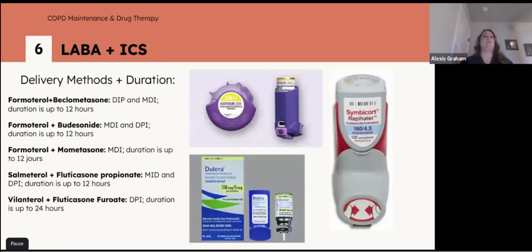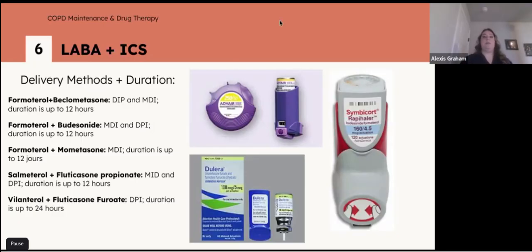And then for combination drugs, you have a LABA and inhaled corticosteroid, so long-acting with a steroid. It's formoterol and beclomethasone. That is a DPI or an MDI, and this is up to 12 hours. You have formoterol and budesonide. This is a DPI or an MDI and is up to 12 hours. Formoterol and mometasone is an MDI, which is up to 12 hours again. Salmeterol and fluticasone propionate is an MDI or DPI, up to 12 hours. And then vilanterol and fluticasone furoate is a DPI and it is up to 12 hours.